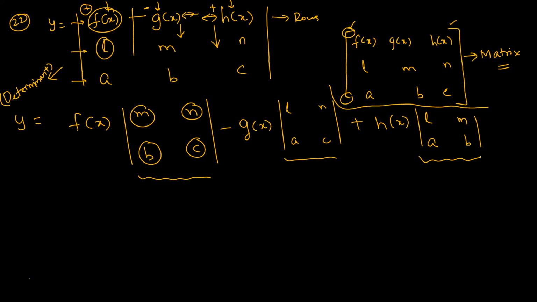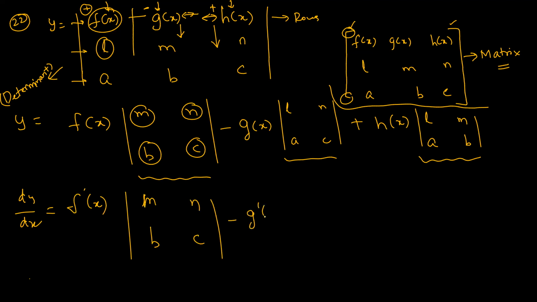What I'm going to do is find dy by dx directly. Whenever you're dealing with dy by dx, where a constant is multiplied by a function, you write the constant as it is, but the function gets differentiated. So it will be f dash of x into the determinant M, N, B, C, minus g dash of x into L, N, A, C, plus h dash of x into L, M, A, B.